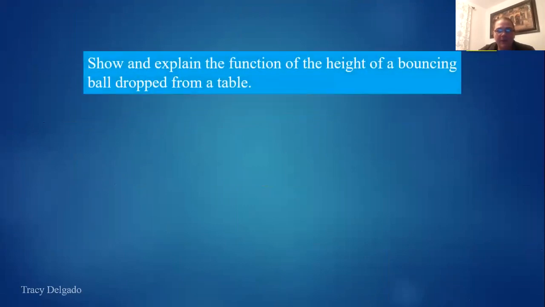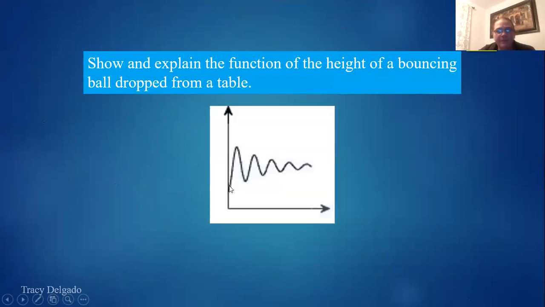This next one, we're going to show and explain the function of the height of a bouncing ball dropped from a table. And we have this little, looks like a sideways tornado is how I would explain it. Our x-axis is going to be the number of bounces that we have, and the y-axis is the height of the bounces. And this is going to be our ball. This is where we're at the table. We have not bounced it yet. Okay, we're going to give it a really good bounce. And as it goes, this is going to be our first bounce. And this is the height.